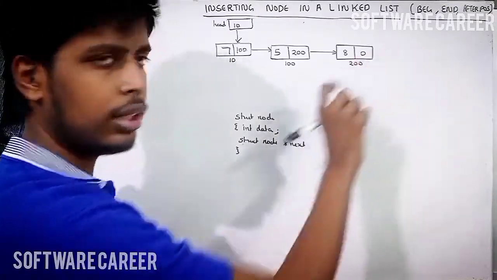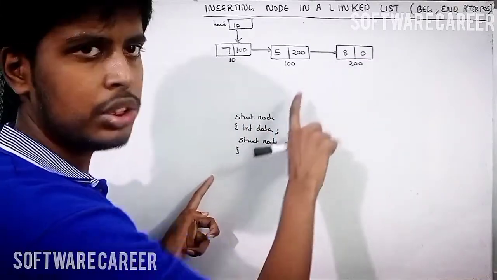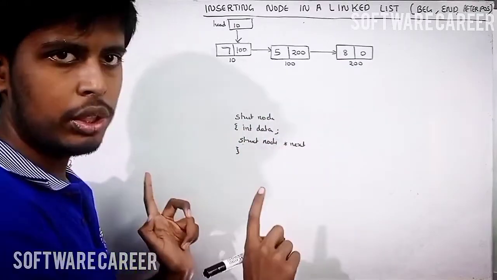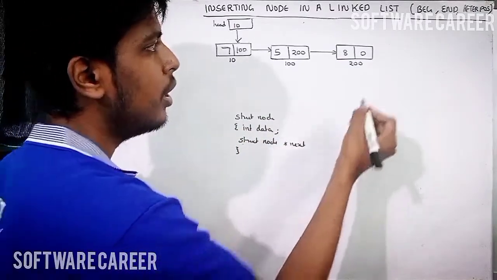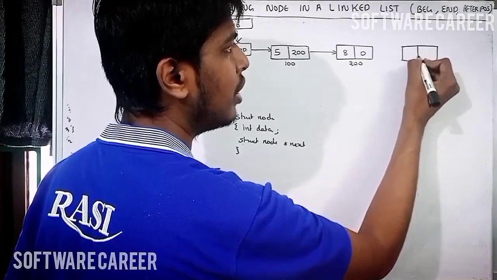Now you want to insert here. So see here, what you have to do. First I should define the structure of each node. So I have defined here an int data value and a next pointer. Now see, the next step is I want to create a new node. So I have created a new node.